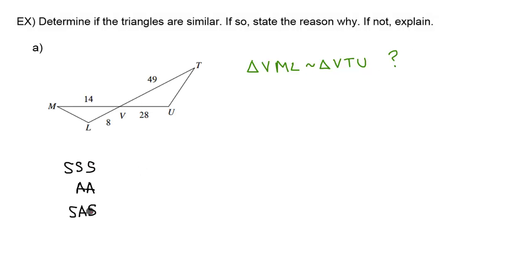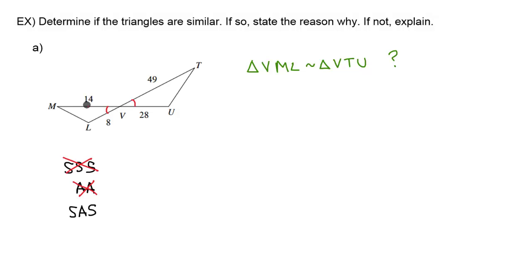Now here are the three potential theorems that we could use: side, side, side, angle, angle, and side, angle, side. And we're not given three sides here. We're only given 8 and 14 for this triangle, and then 28 and 49 for this triangle, and there's no way to figure out the third side in each of those triangles. So I'm not going to be able to use side, side, side. As far as angle, angle goes, well, I'm given vertical angles right here. This one and this one are vertical angles, so they're congruent, but I don't know what angle M is, or what angle L is, so there's no way I'm going to be able to use angle, angle.